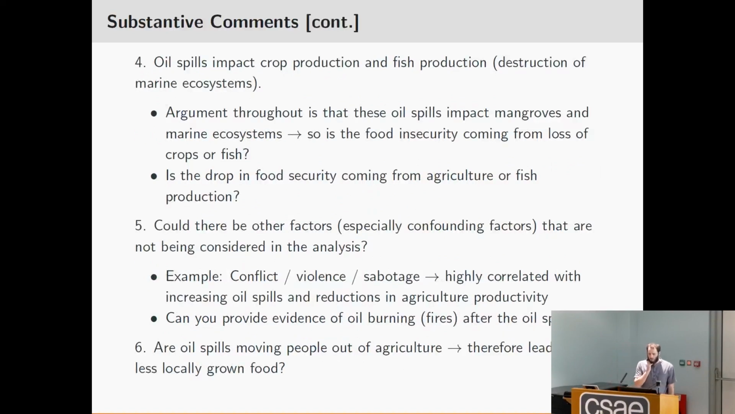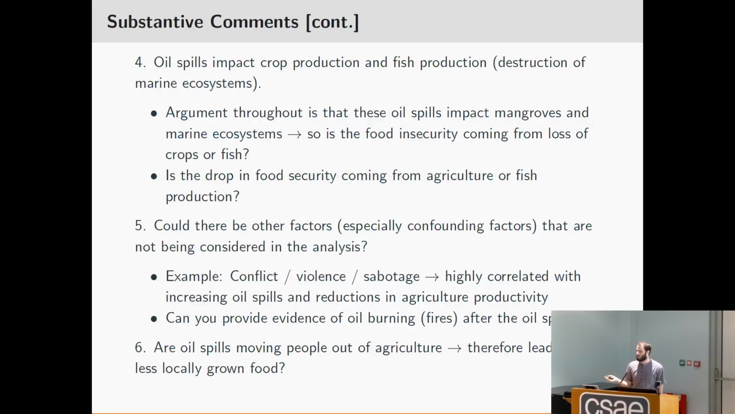Okay. So oil spills impact crop production and fish production. So this is through a destruction of ecosystems. And the argument running throughout this paper is that oil spills impact mangroves and marine ecosystems.